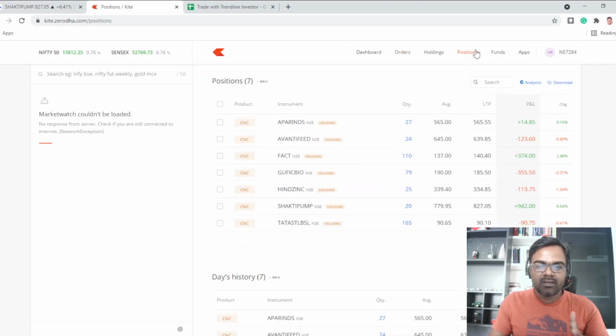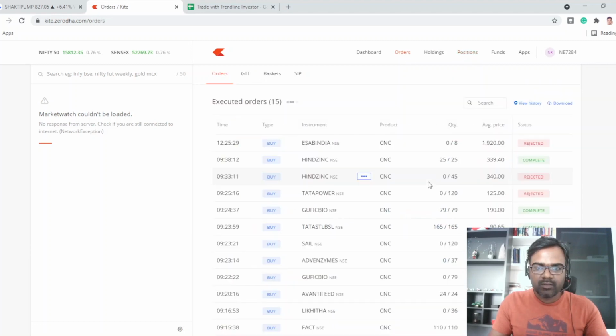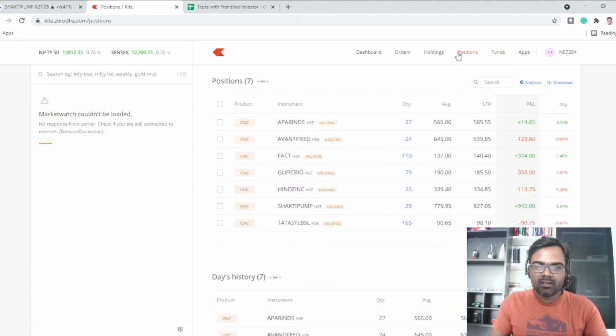Hindustan Zinc was manually placed, so the order would be here. Yeah, this is the complete order. If you see, it was placed at 9:33, but then at 9:38 I went and placed a manual order just for Hindustan Zinc, just based on my gut feeling, right? If you see here, it's just around 8,000 rupees that the portfolio allocation is.